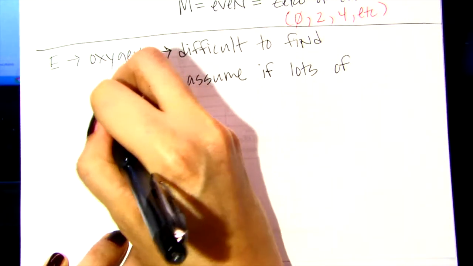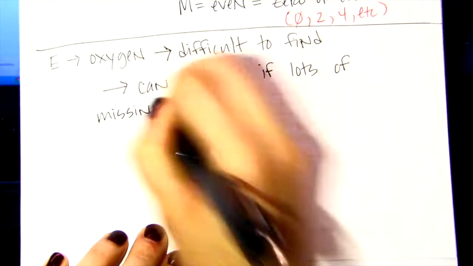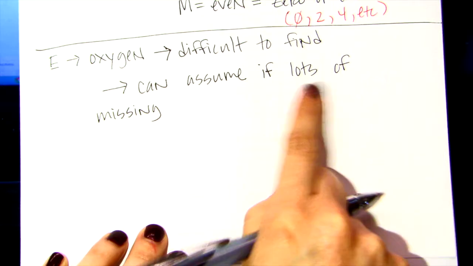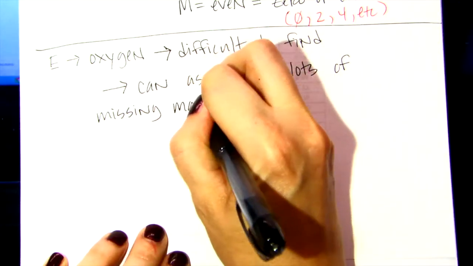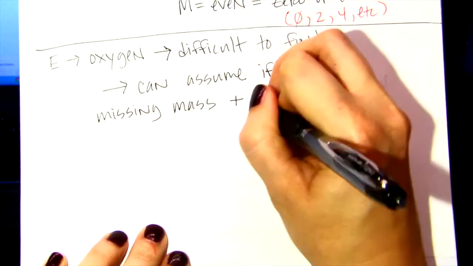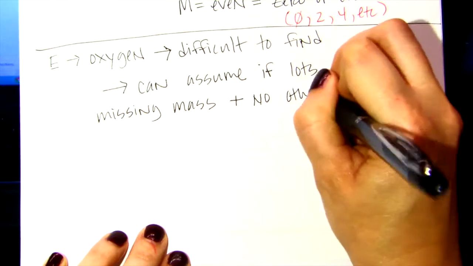This is what I just said out loud; I'm just writing it down. Sometimes you can assume you have oxygens if you have a lot of missing mass to account for, and you don't have other heteroatom evidence.